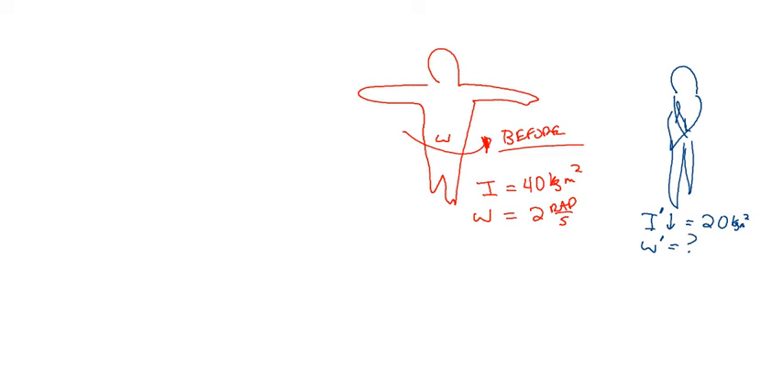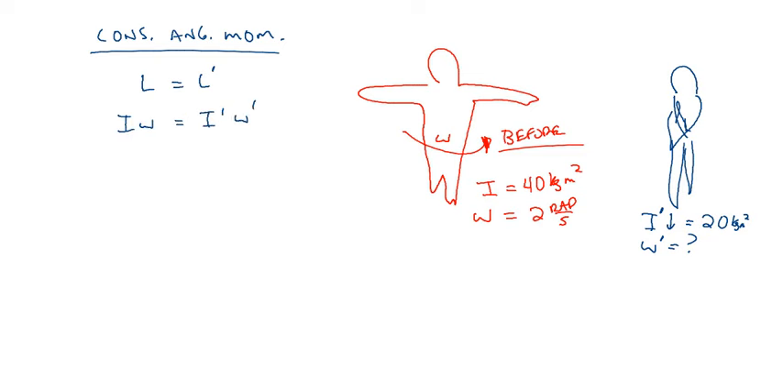So all I have to do here is make sure that we conserve angular momentum. So L has to equal L prime. L was I omega, which would be equal to I prime omega prime, just using before on the left and after on the right. I've got 3 of these numbers. We just set it up like a proportion.